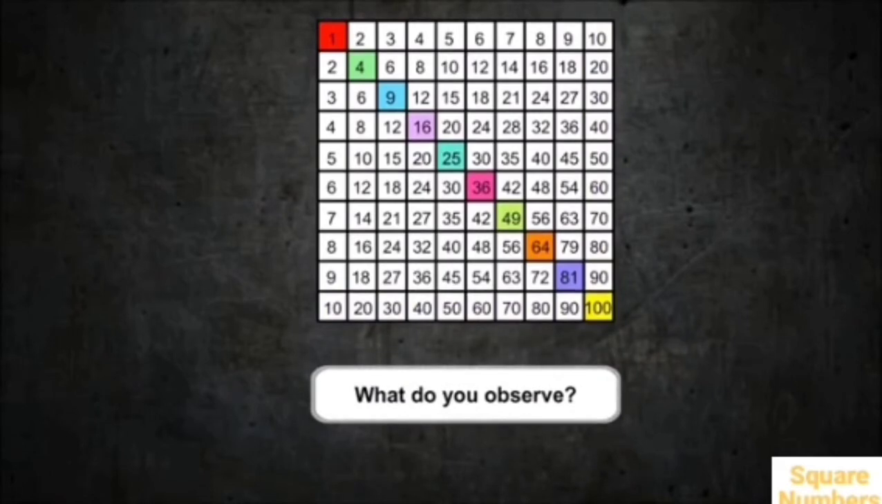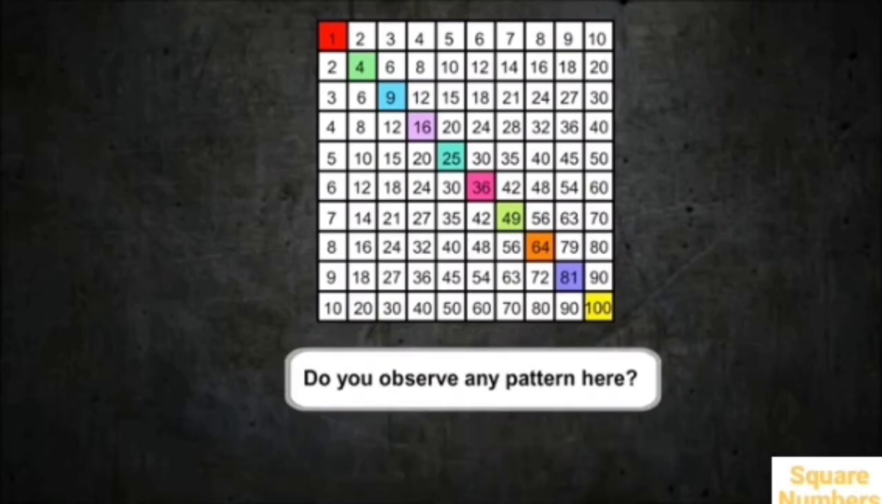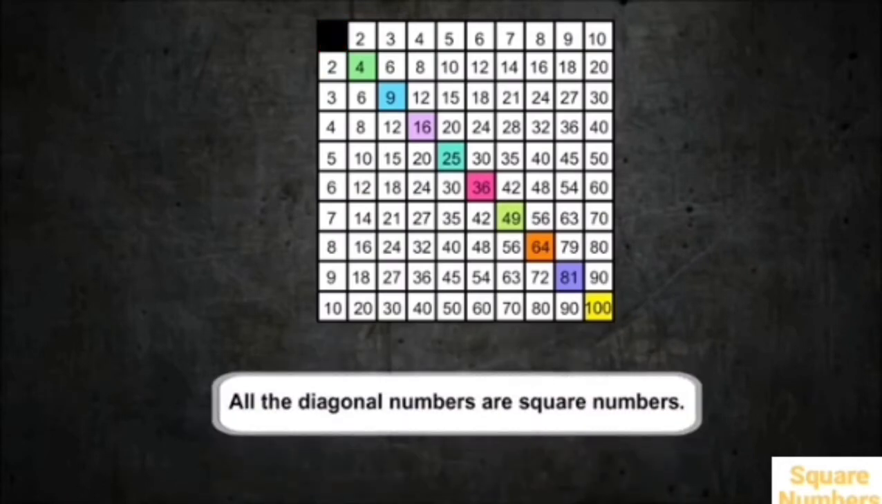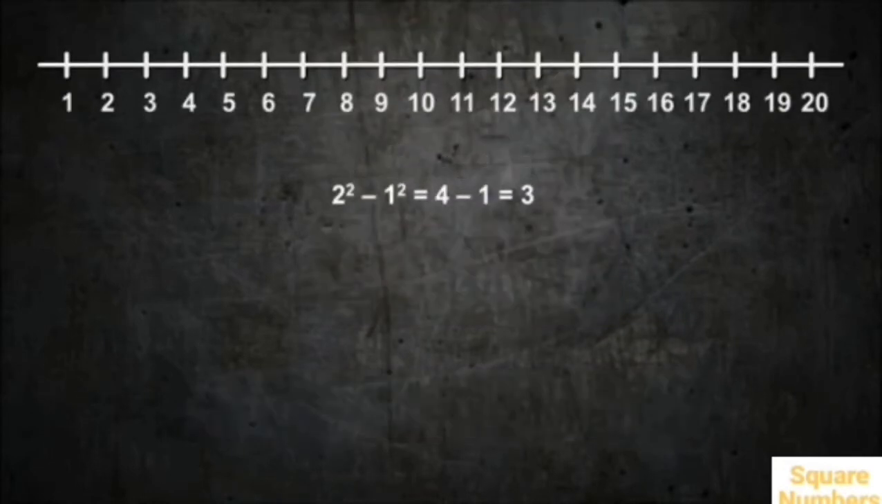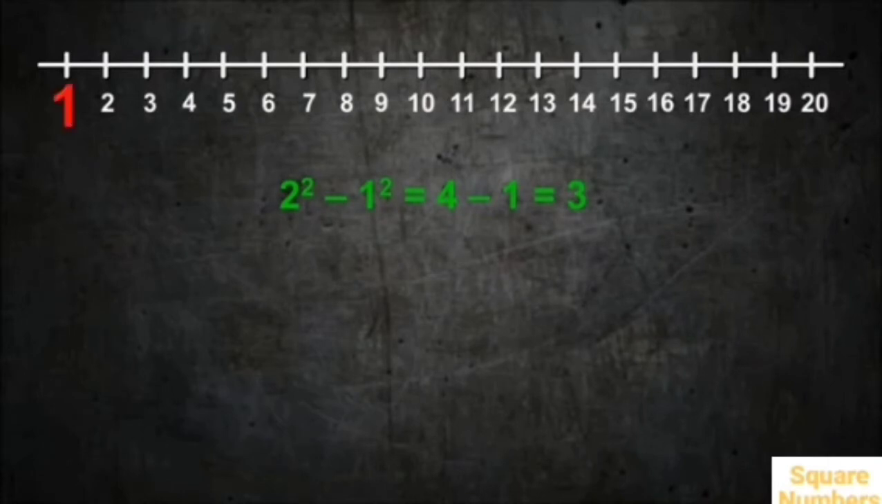Again, have you observed any pattern here? Think about it. Yes, I think you got it. You are right. All the diagonal numbers are square numbers. So now, if we find the difference of square of 1 and square of 2, we get 3. Now count the non-square numbers between the square numbers 1 and 4. So there are 2 non-square numbers.